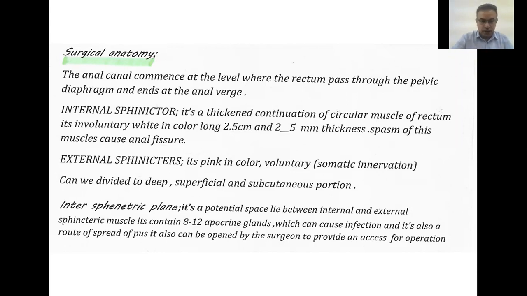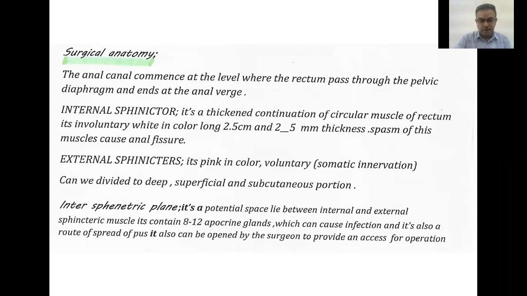Surgical anatomy: according to the picture at the beginning of this lecture, the anal canal commences at the level where the rectum passes through the pelvic diaphragm and ends at the anal verge. The internal sphincter is a thickened continuation of the circular muscle of the rectum. It is involuntary, white in color, about 2.5 centimeters long and 2 to 5 millimeters thick. Spasm of this muscle causes anal fissure.